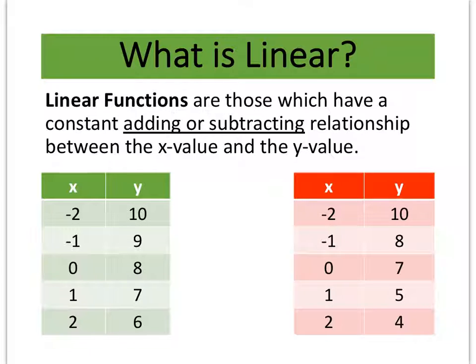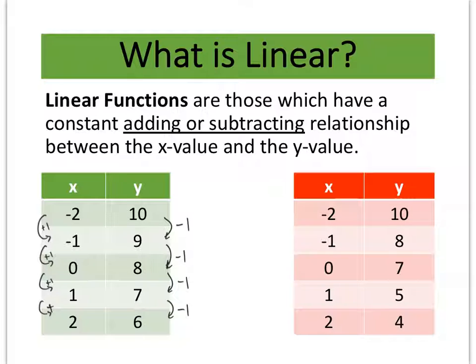And so notice in these 2 examples, as x goes up by 1, y goes down by 1. So this is a constant subtracting relationship. As x goes up by 1, y goes down by 1. And if I look at the whole table, you will see that it is very, very consistent. X goes up by 1, y goes down by 1. And this relationship is functional, it is linear, because it is a constant adding and subtracting, and it happens the same every time. That relationship is the same.